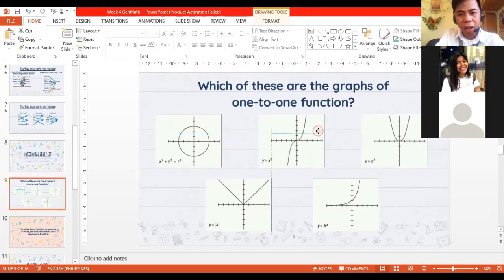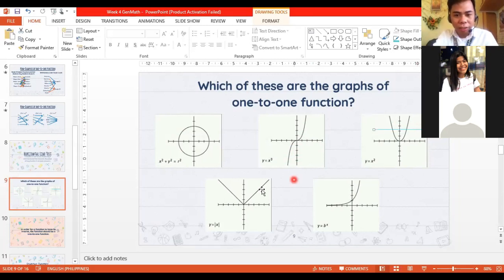Okay, how about this one? Yung ating y is equal to x cubed. Itong second, this is a one-to-one. One-to-one function siya. How about this one? Yung third, yung y is equal to x squared. No po. Nakita na rin natin kanina na hindi siya one-to-one kapag naka-ordered pairs. So, hindi rin.